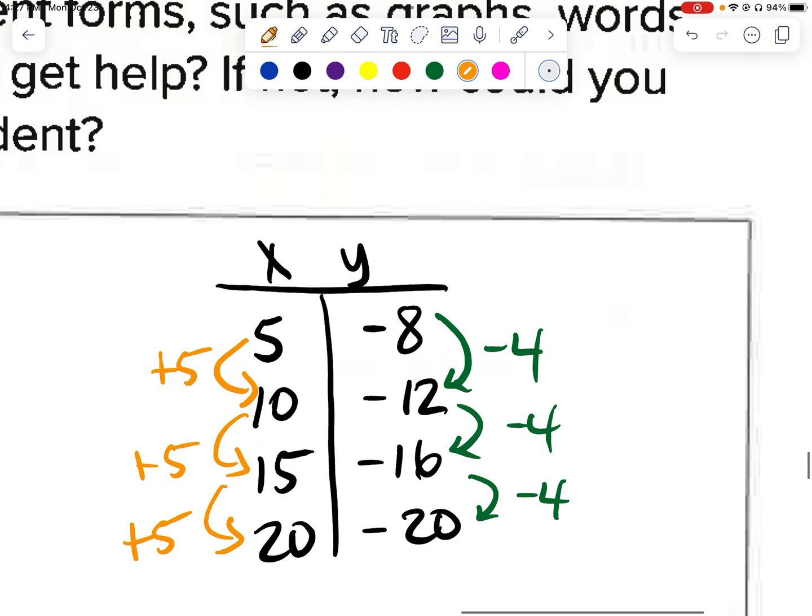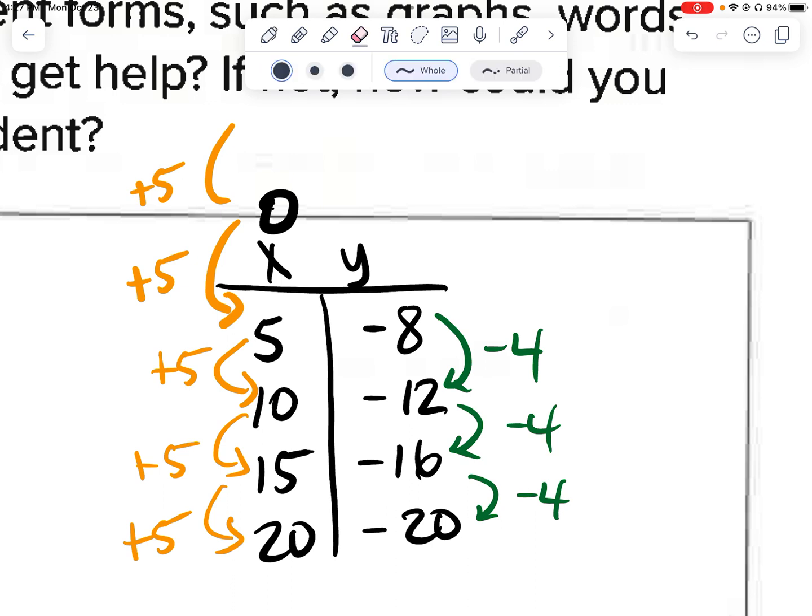Okay, so I need to do the same thing here. Oh, actually I didn't need to go twice, but that's okay. So if I was to go back 5, I would be at 0. I don't actually need this part. I would be at 0, wouldn't I, if I went back 5?